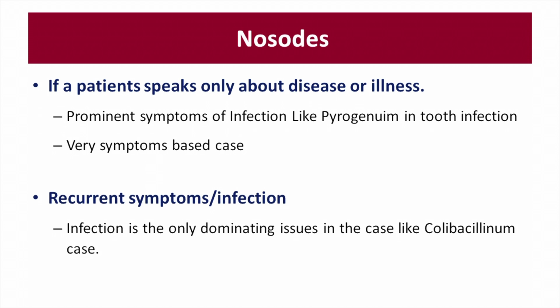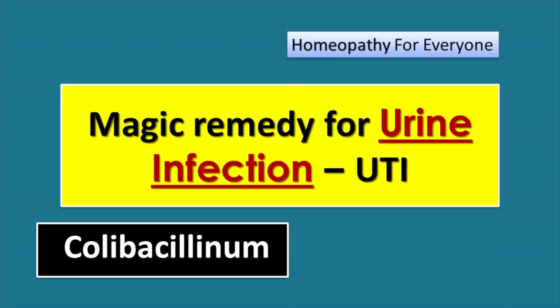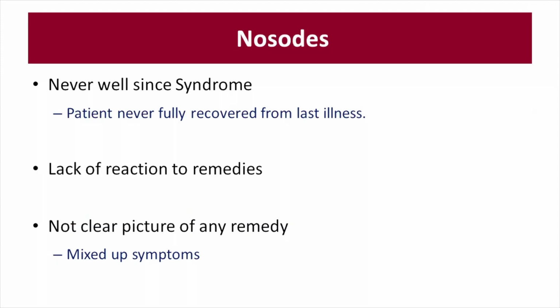Second point, where I mainly give nosodes is in those cases where I see recurrent symptoms, or I can say recurrent infections are the dominating part of the patient's condition, or infection is the only cause of the illness. For example, I have shared a case of colibacillinum where UTIs were the main issue in the patient's condition. Third point where I can use nosodes is where you can see the never well since syndrome.